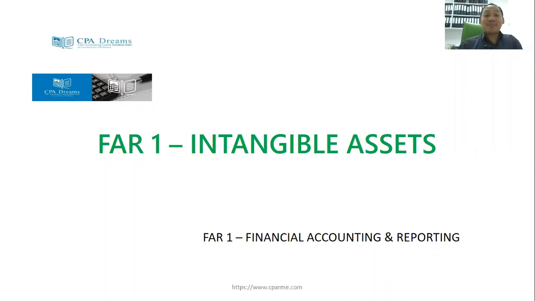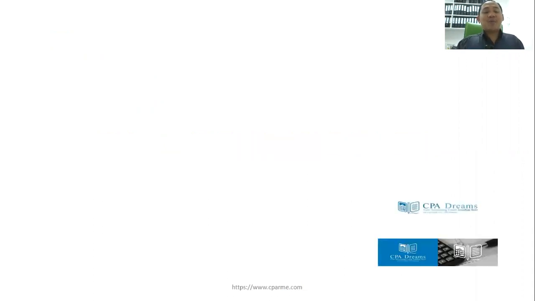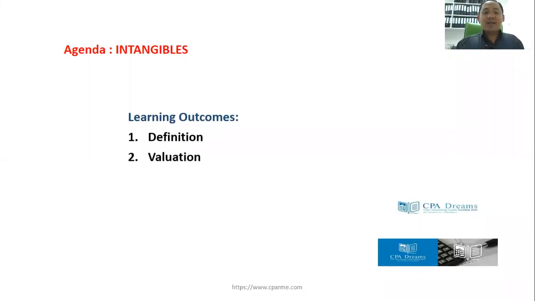So our topic today is about intangible assets. We already finished property, plant, and equipment. I'm going to discuss a short lesson, and this is one of the easiest topics I would say in financial accounting and reporting. Before I go through that, what will be our agenda? Our agenda is I'm going to give you the definition, the valuation, how to record it, and then a few discussions about R&D or research and development.